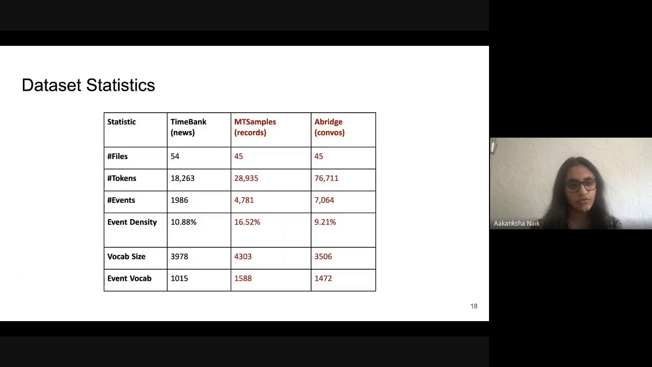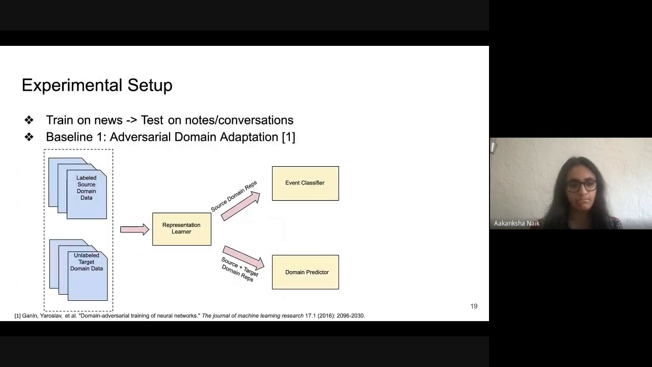And this is a quick overview of the test set statistics for each of the three datasets that I just described. As you can see, all these datasets are fairly comparable, except for the fact that both the clinical datasets have a much higher diversity in the event vocabulary.